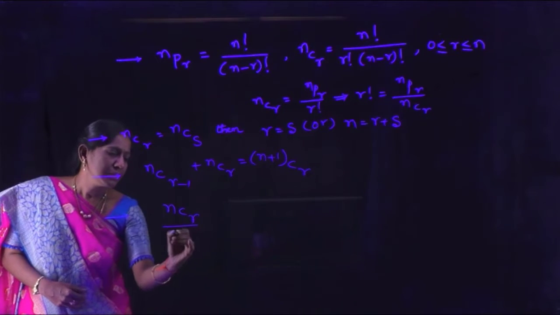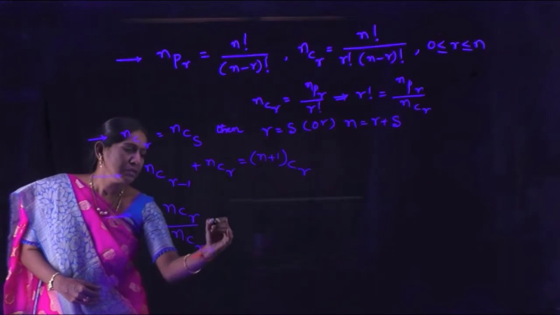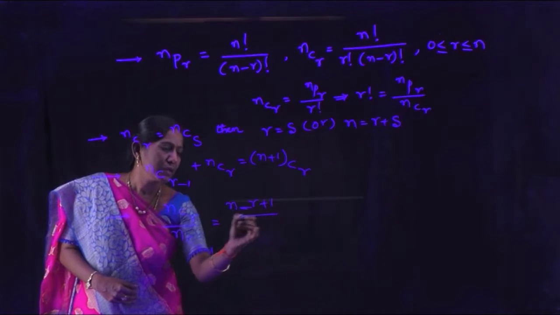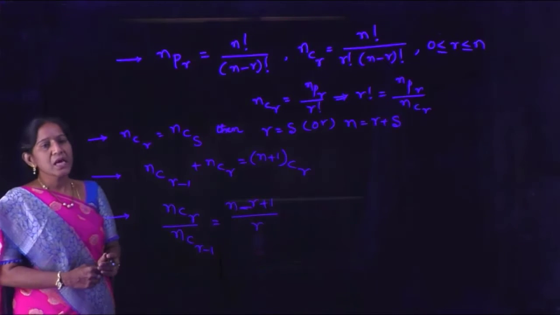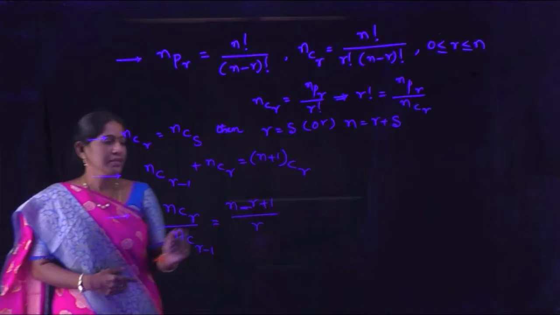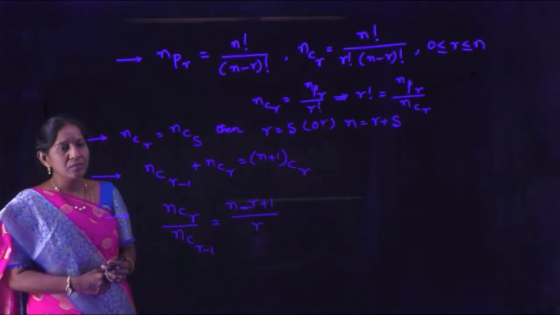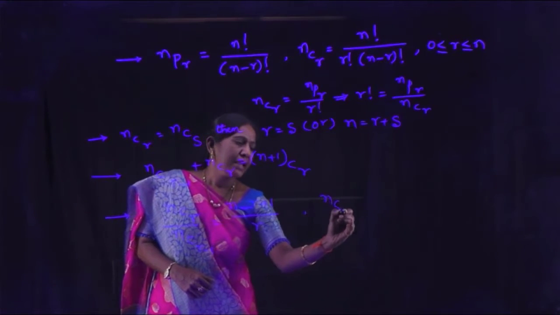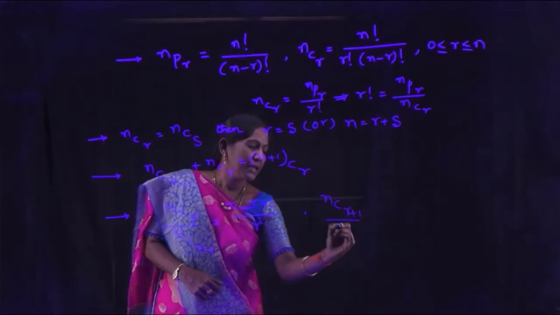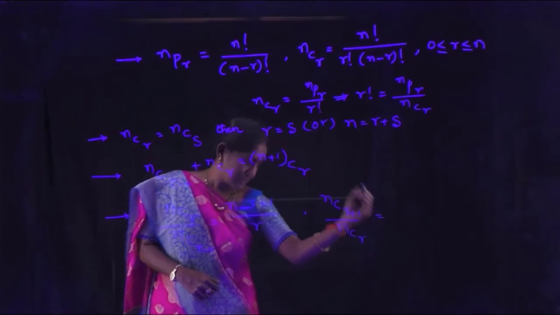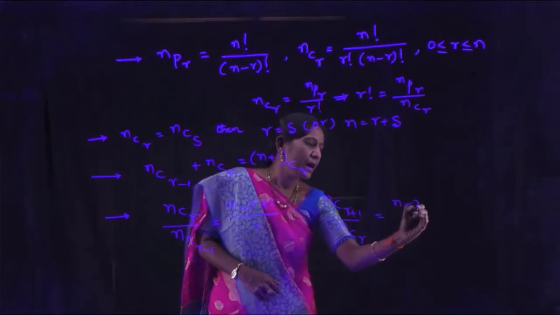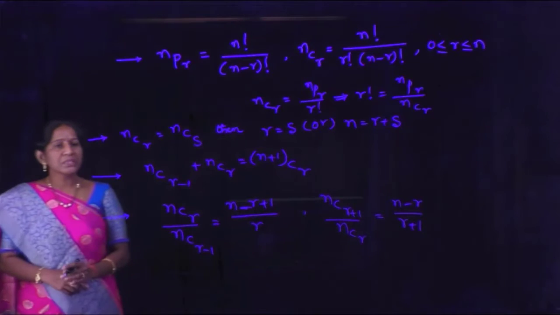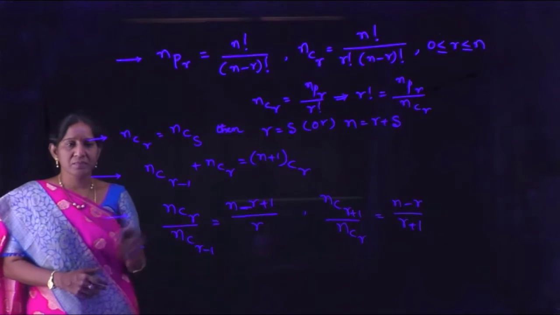nCr by nC(r minus 1) is (n minus r plus 1) by r. And nC(r plus 1) by nCr is (n minus r) by (r plus 1). By using these formulae, we can do the problems.